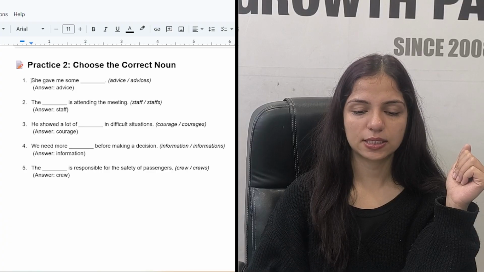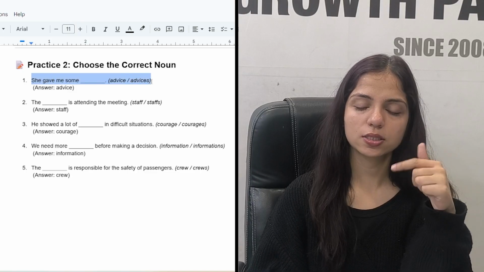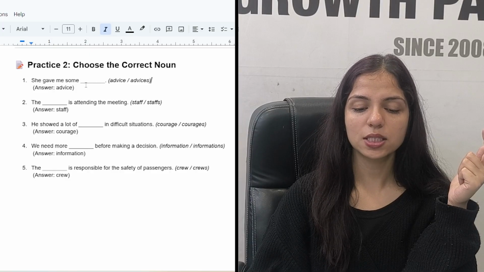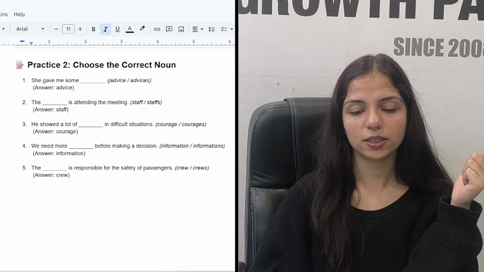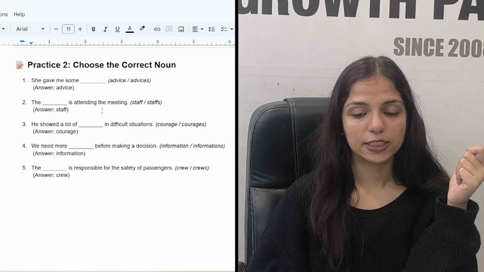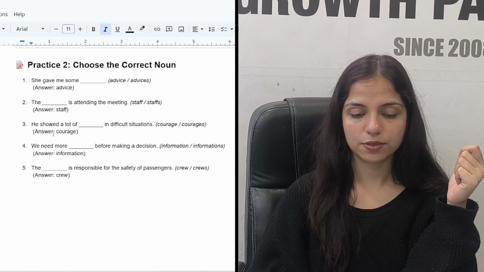So the first, we can see that we have to choose the correct nouns. She gave me some dash advice. Just now I told you we cannot count the advice. That is why we will say some advice, right? We can't say advices. The dash is attending the meeting. So obviously staff is attending the meeting. We do not say staffs.